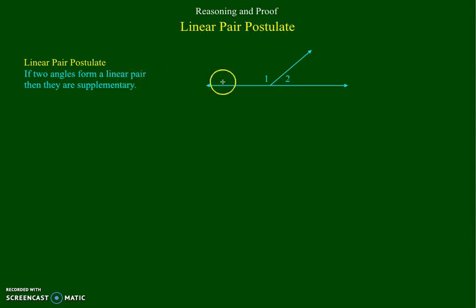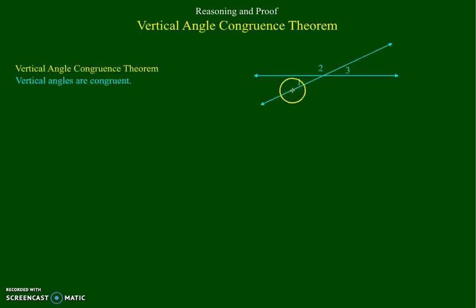Now, related to this is the vertical angle congruence theorem. We talked about vertical angles before, and we can see that angle 1 and angle 3 are vertical angles, and these two angles are also vertical angles. The theorem says that vertical angles are congruent. So what we're going to do is walk through the proof of this one. It's a fairly straightforward proof, and it uses some of the theorems that we've talked about before.